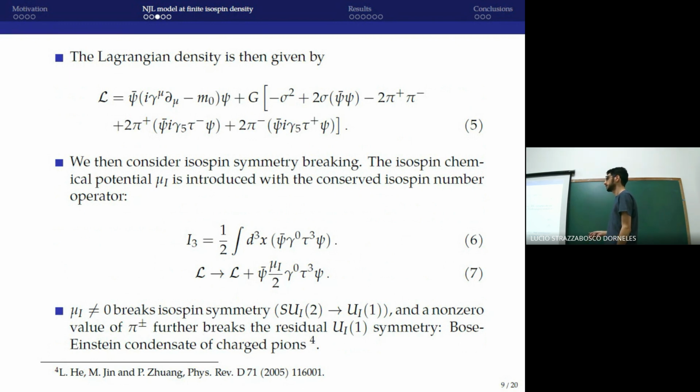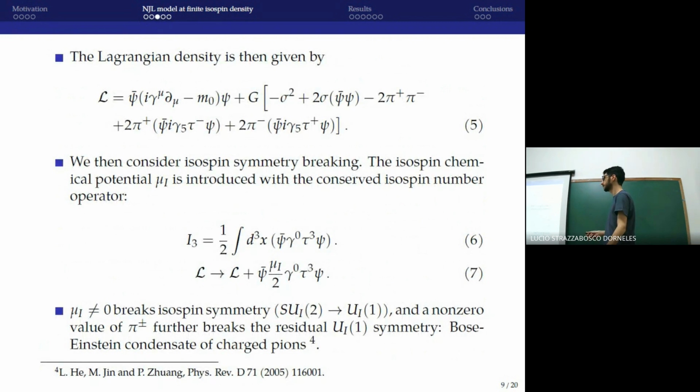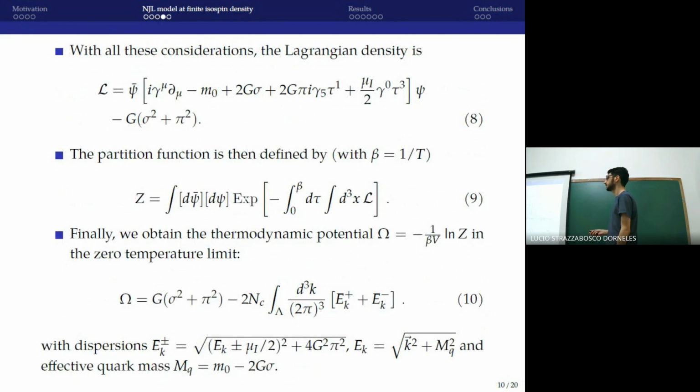And so you can include this coupled to the isospin chemical potential in your Lagrangian. And this term, of course, breaks the isospin symmetry. And if you have a non-zero value of these condensates, pi minus and pi plus condensates, then you further break the symmetry and you have a Bose-Einstein condensate of charged pions. In all these considerations, pi plus and pi minus will differ by a phase, and you can adopt this phase to be 0. And then the Lagrangian density can be written in this form.